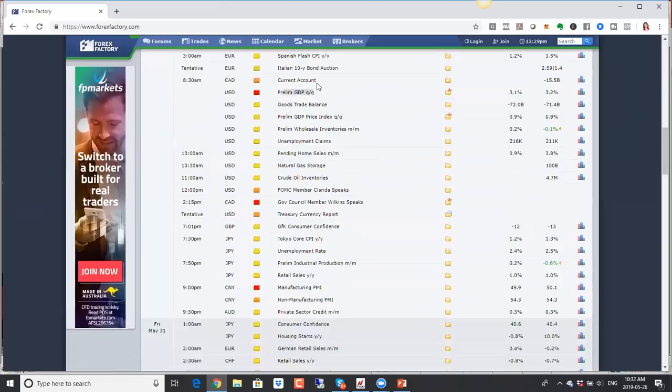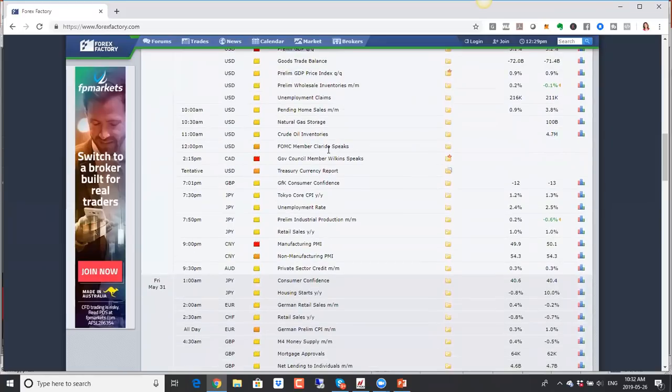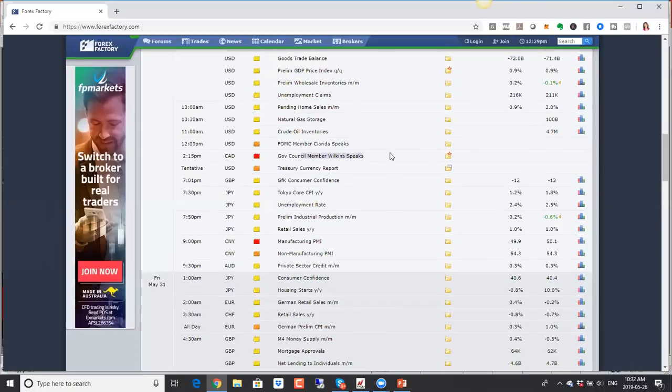We have preliminary GDP numbers for the US. These numbers are very important. And what we want to see is either it meets forecast or is higher than forecast, because that will be positive for the US dollar. But if it's a negative number here, US dollar is likely to drop then. And then we have a council member speaking.